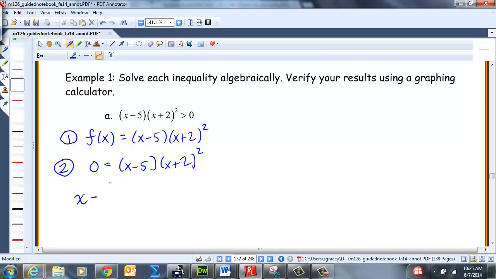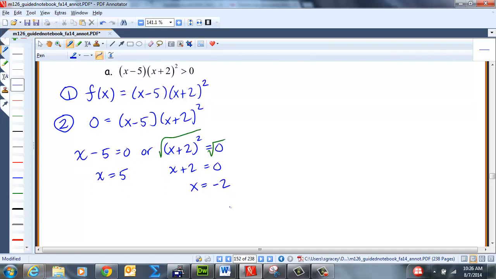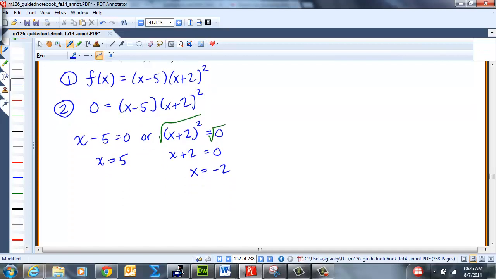So we'll get x minus 5 is 0, or x plus 2, the quantity squared, is 0. So x is equal to 5 when I add 5 to both sides. This guy, if I square root both sides, I'll just get x plus 2 is 0. So we'll get a solution of x equals negative 2, which, by the way, has multiplicity of 2. Good. Okay, so we found our zeros. Next step is to make a number line.